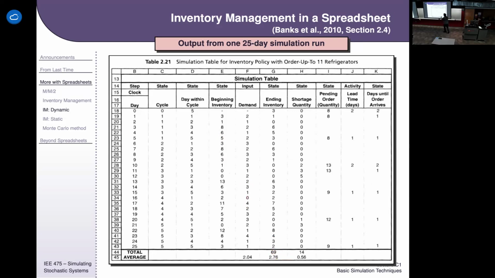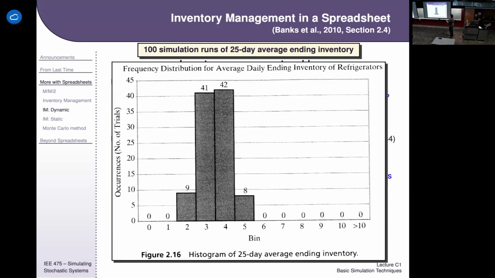Every time you open Excel, it's going to generate new demands and new lead times. So here are the lead times here. Every time you open Excel, you get different numbers there that come from a distribution that we trust is modeling reality, and that's going to give us a different number down here. So you get 100 of these numbers, you put them into a histogram, and this is a spread of your average ending inventory.